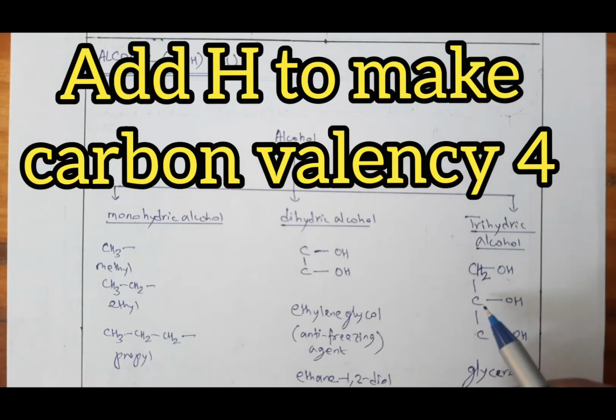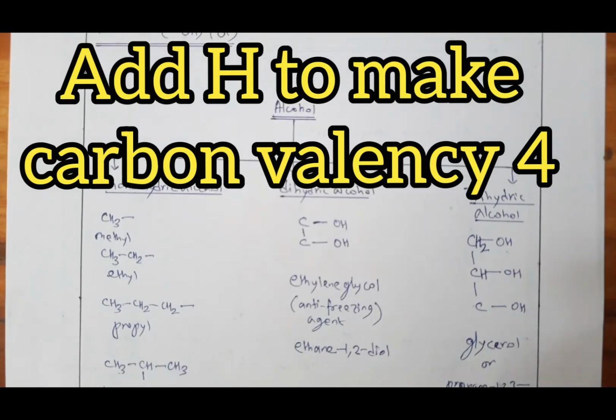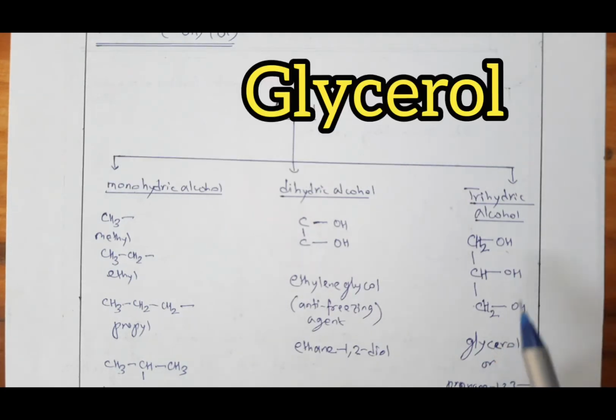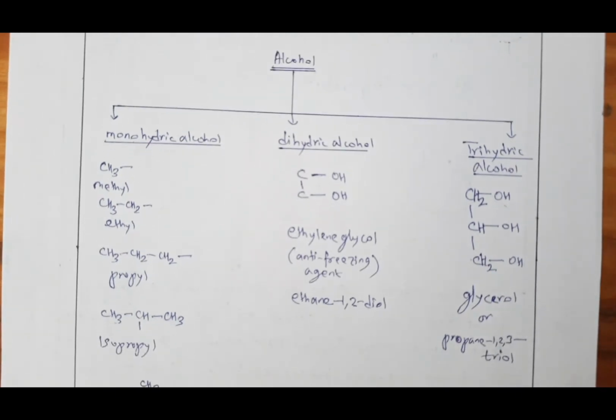Here also, the valency of carbon has to be 4. 1, 2, 3 has been satisfied out of 4, so to make 4, we add 1 hydrogen. And here, again the valency of this carbon is 4. 1, 2, so we have to add 2 hydrogen to make the valency of carbon 4. And this compound is known by the name glycerol. So one example of trihydric alcohol is glycerol, which is also known by the name propane 1, 2, 3 triol.